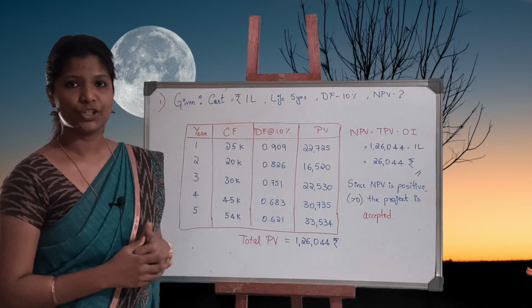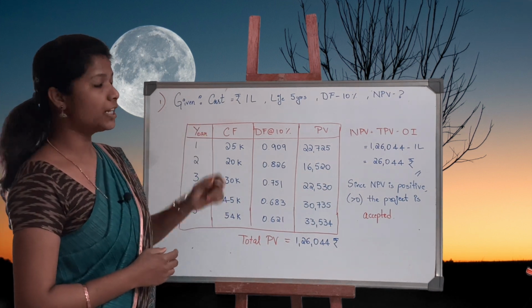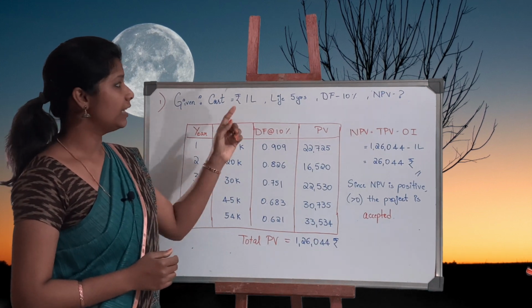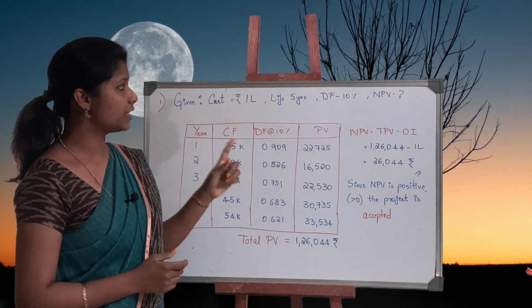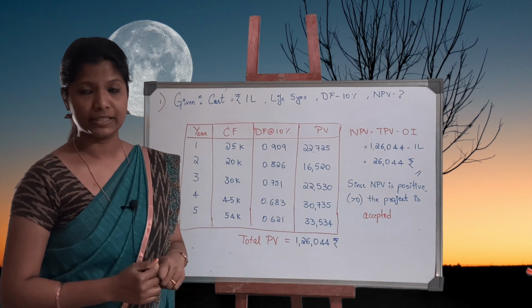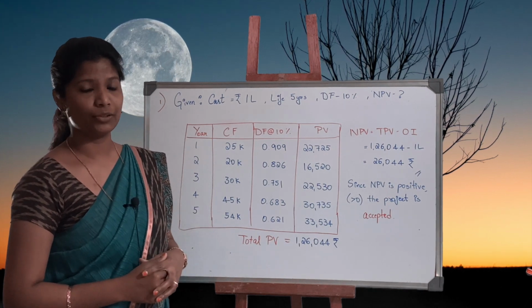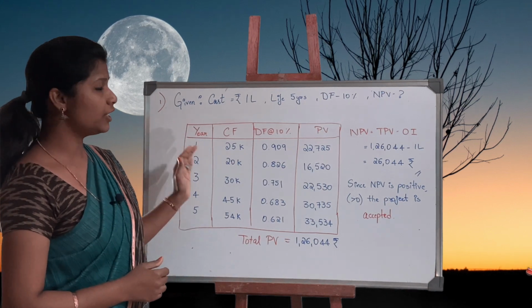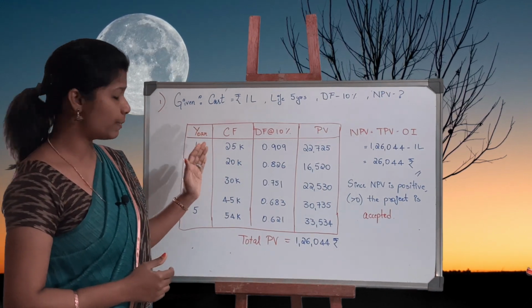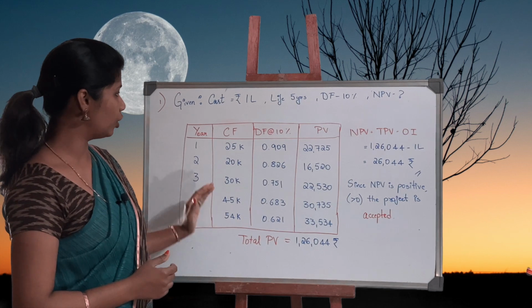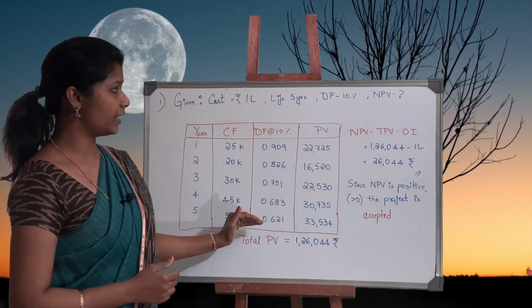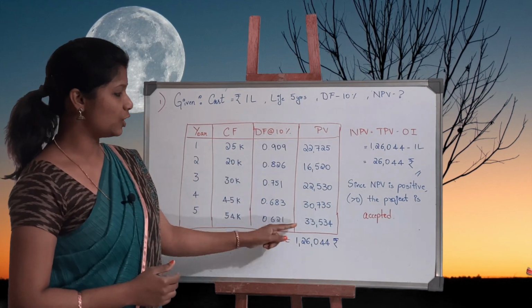So this is the first question on net present value. The given details of the question are: cost of the project is rupees 1 lakh. The life of the project is 5 years and the discount factor given is 10%. The question is asking us to find out the net present value given these cash flows. So first thing you need to do is put up a table, 4 columns: year, cash flow, discount factor at the rate of 10% and the present value.